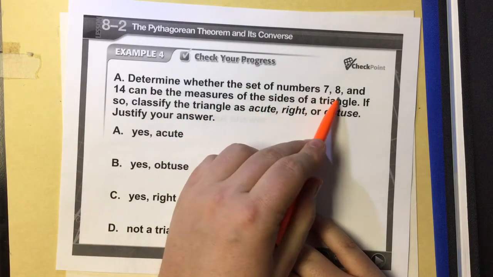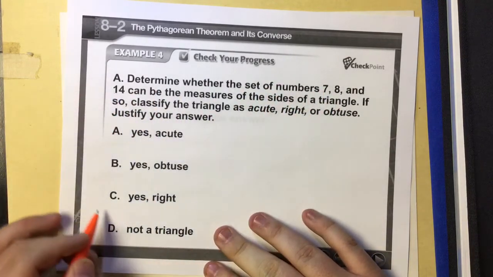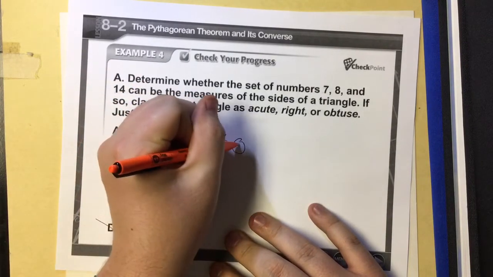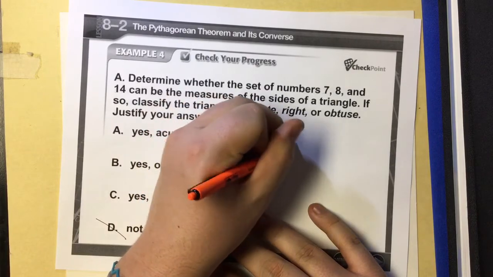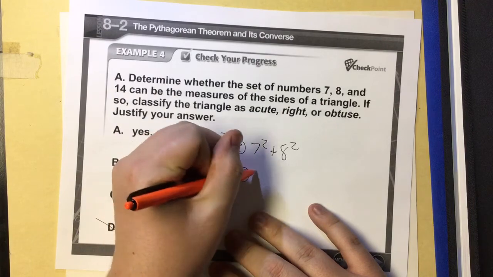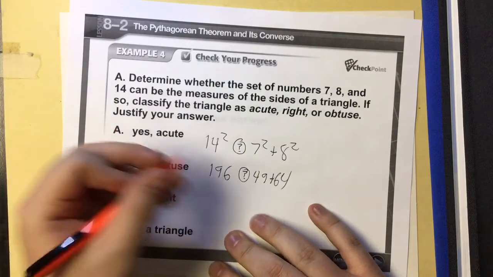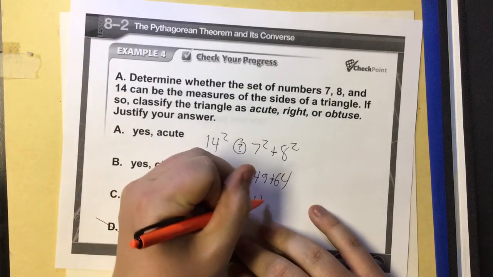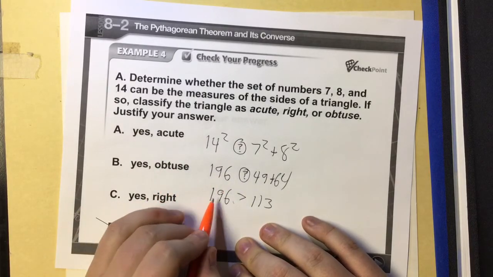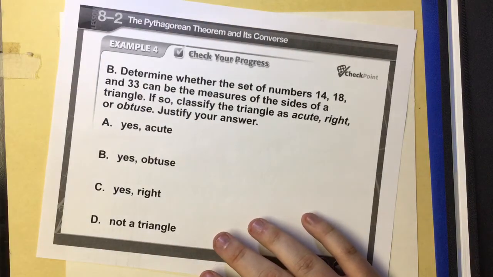Right here, 7, 8, and 14. 7 plus 8 is 15. 15 is greater than 14, so it's yes. So that's done right now. And then we compare 14 squared to 7 squared plus 8 squared. 14 squared is 196. We compare that to 49 plus 64, 113. 196 compared to 113. Since c squared was bigger, when c squared is bigger than a squared plus b squared, that makes it obtuse.